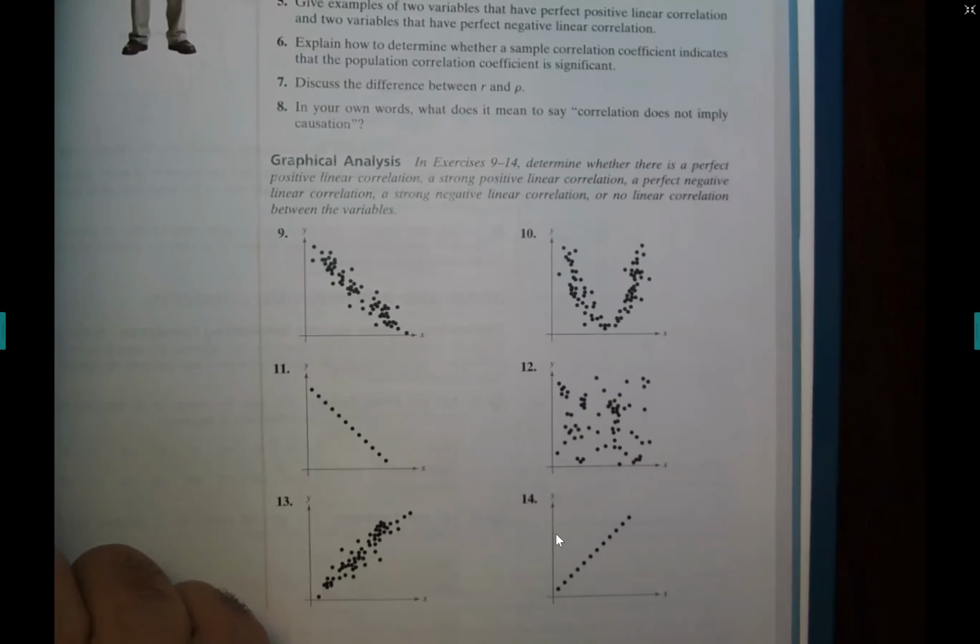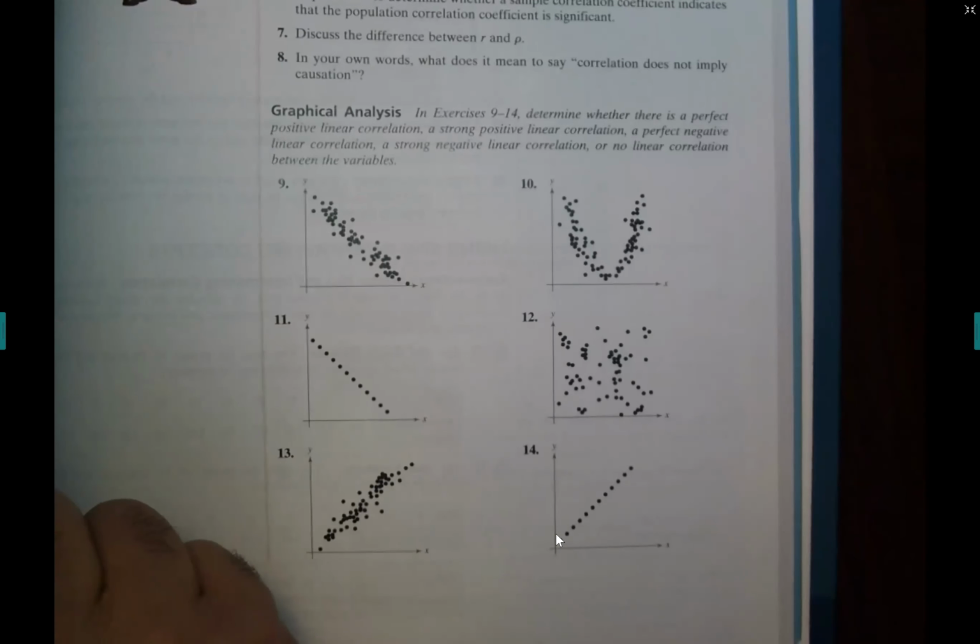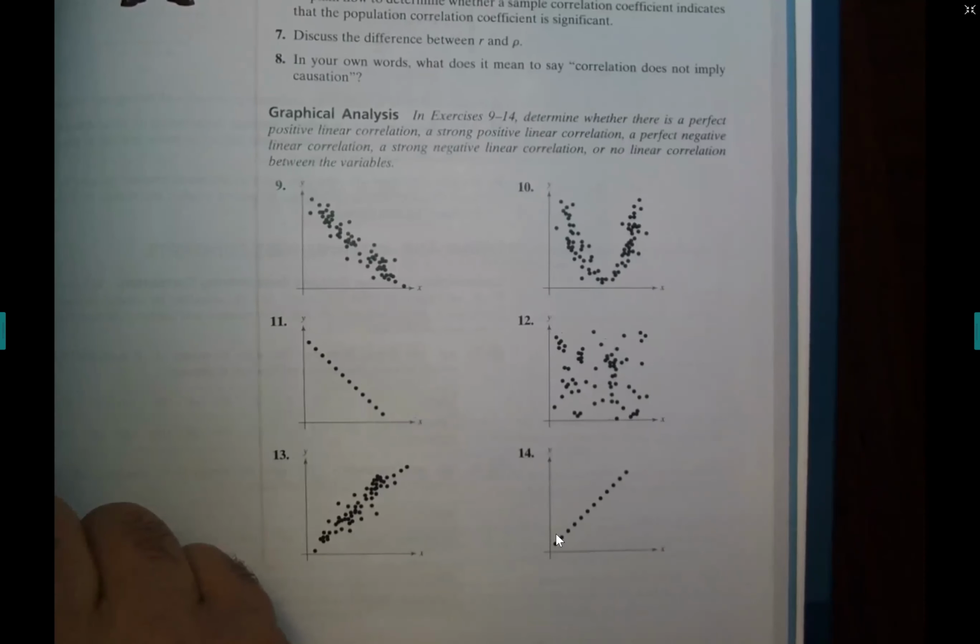Would a student type in the answer? It is -1, guys. 12. R, you can see, is very weak. The relationship is very weak, so you can put any value that is close to 0. 13, it seems to be very strong correlation from the positive side, so it will be very close to 1. You can guess probably 0.95, something like that. But 14, there are no guesses. It's a perfect positive linear relationship, so R equals 1.